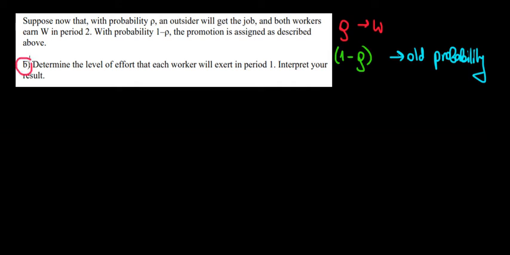Let's work on part B now. So suppose there is a probability rho that an outsider will get the job and both workers will earn just the base salary in the second period. With the remaining probability, the promotion is going to be assigned as before. Now, what would be the level of effort that each worker will put in?